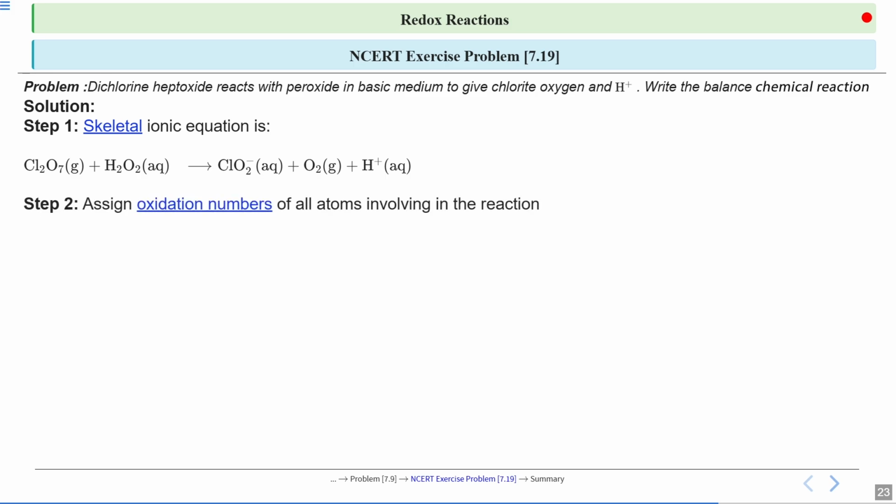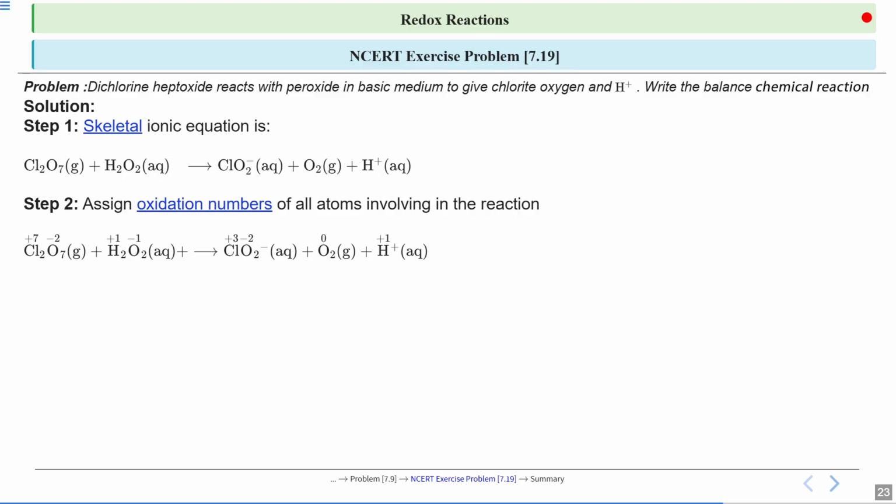Now in step 2, what will we do? We will assign the oxidation number to all the atoms that are involved in the reaction. So we will write Cl2O7 plus H2O2 gives ClO2 negative plus O2 plus H plus, with their oxidation numbers. The oxidation number for chlorine would be plus 7, for oxygen minus 2, for hydrogen plus 1, and for oxygen in H2O2 minus 1. In the product it would be plus 3 for chlorine and minus 2 for oxygen. In O2 it is 0, and for H plus it is plus 1.